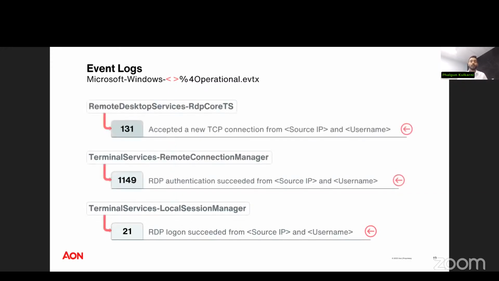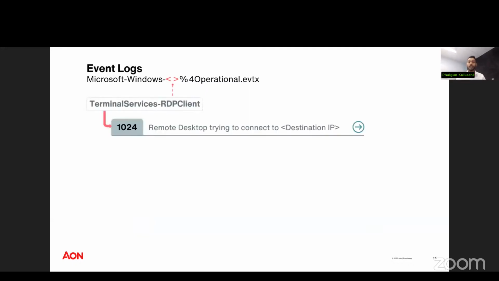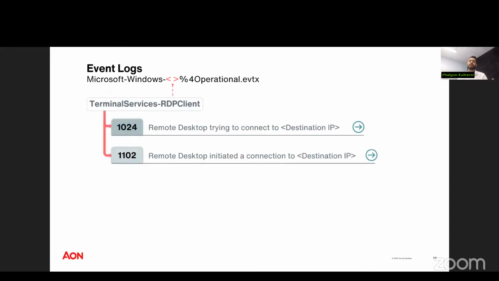Now, all these three event IDs can be categorized as incoming access, meaning that these event IDs can be found on the destination machine, and the information will also include the source IP as well as the user who was associated with the activity. So let's talk about outgoing RDP access. We enumerate event IDs 1024 and 1102. Both of these event IDs suggest that a user tried to access a destination system using Remote Desktop Protocol. And as I mentioned, we can categorize these event IDs as outgoing access.